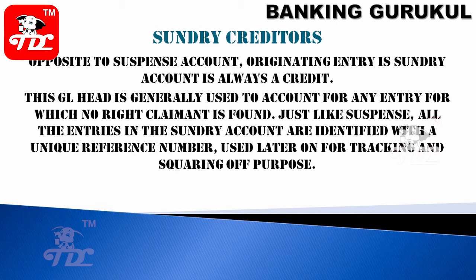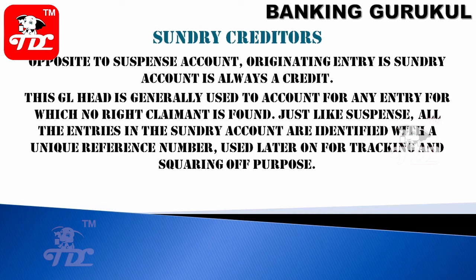The originating entry in a sundry account is always a credit. This GL head is generally used to account for an entry for which no rightful claim is found. We got some credit, but there is no claim for that amount. So I can't keep it with me; I'll keep it in sundry creditors.